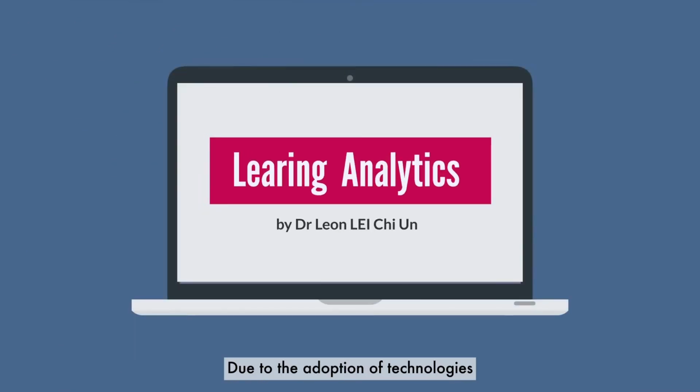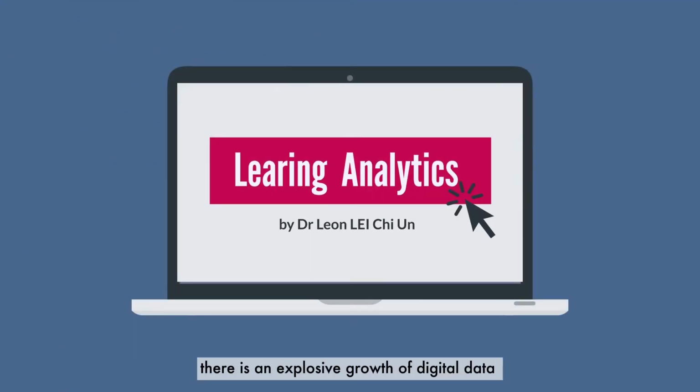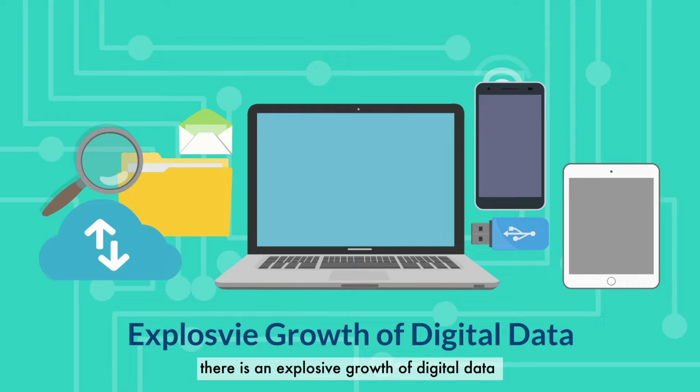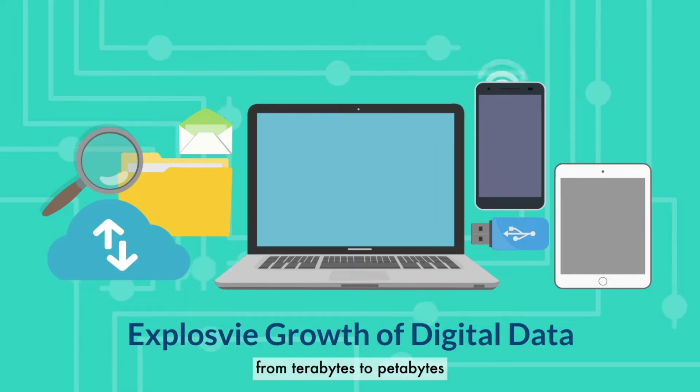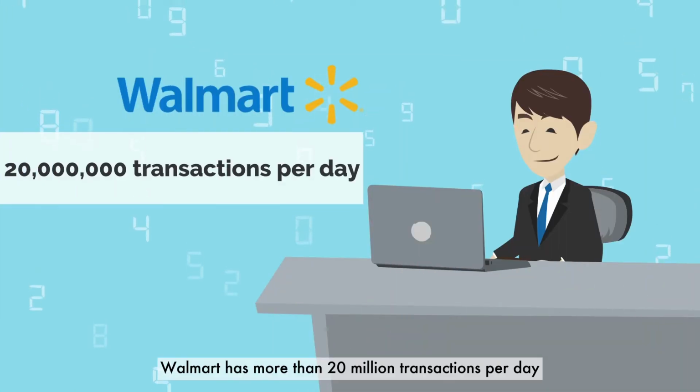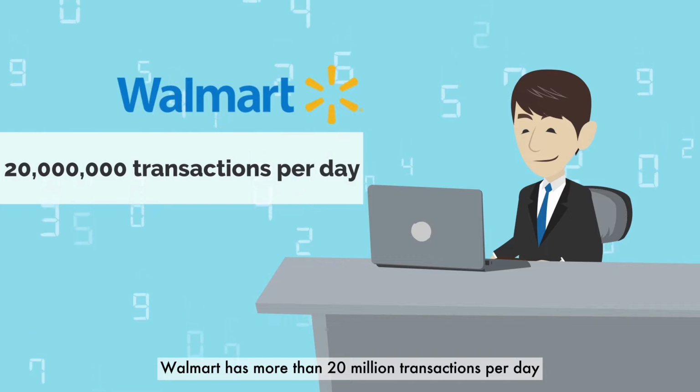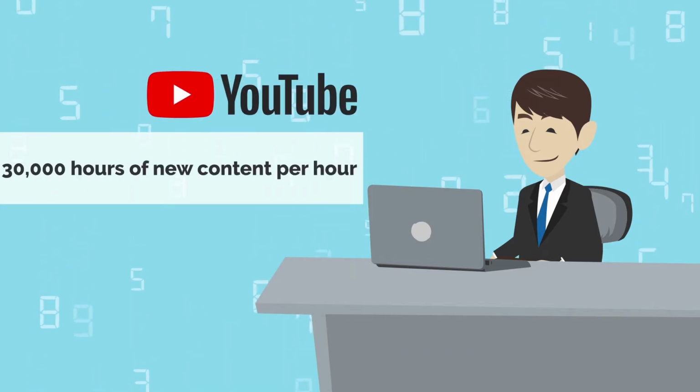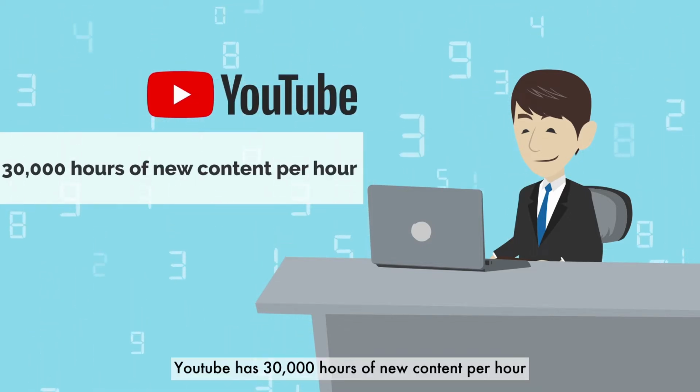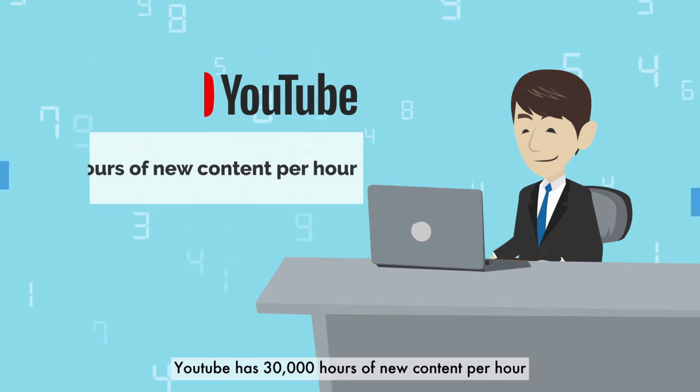Due to the adoption of technologies, there is an exponential growth of digital data, from terabytes to petabytes. For example, Walmart has more than 20 million transactions per day. YouTube has 30,000 hours of new content per hour.